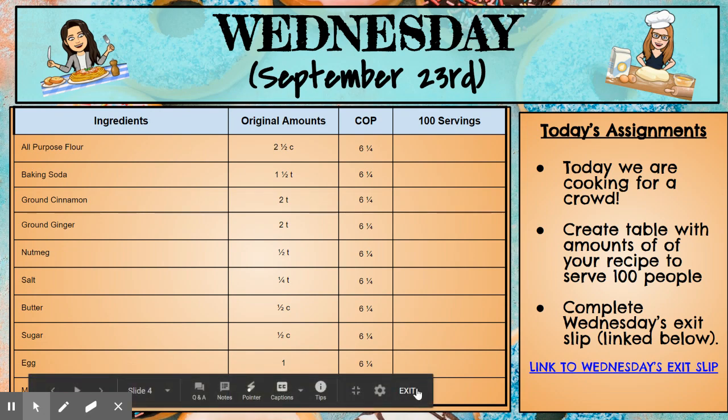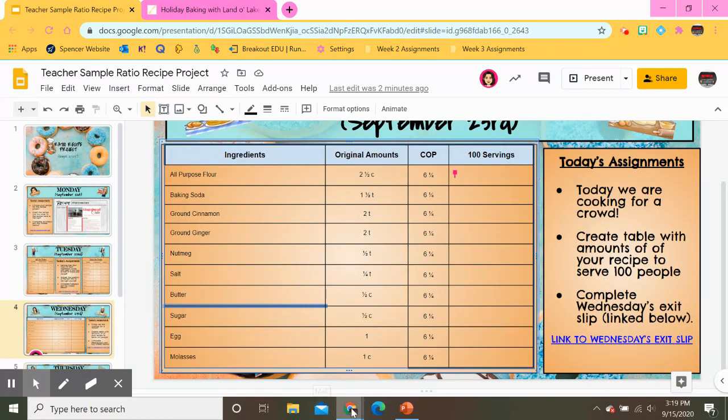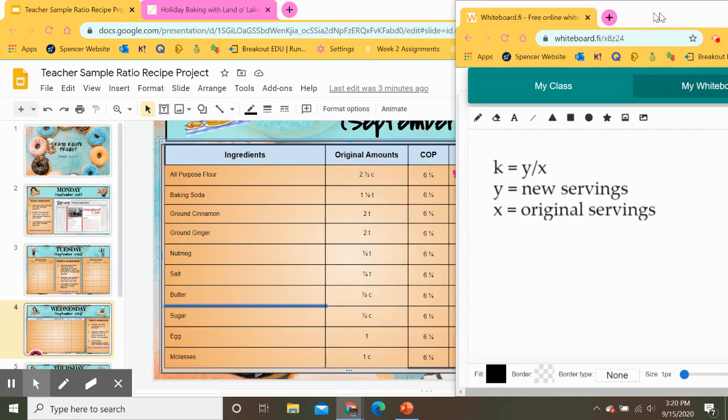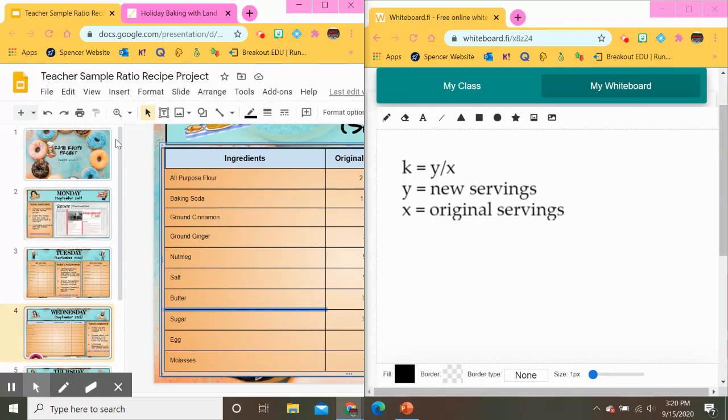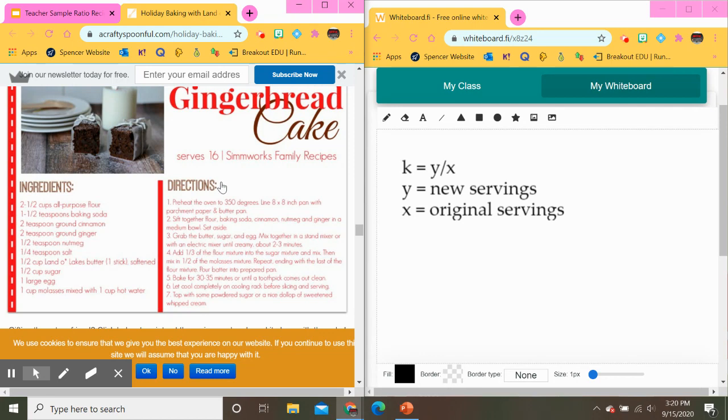So I wanted to go ahead and show you how we got our COP, our constant of proportionality, which you can see is 6 1/4. And I'm going to show you how we actually calculated that so that you all can calculate on yours. So the first thing we're going to have to do is it shows our equation k equals y over x. So in this example, we are going to use y as our new serving amount and x as our original. We're going to take you back to the recipe card so we can show you.